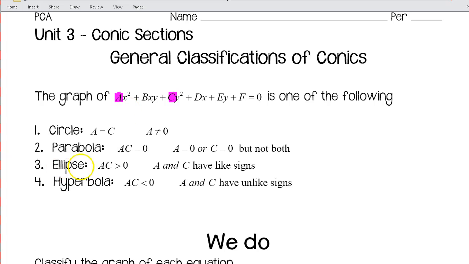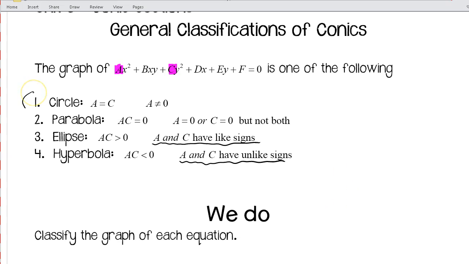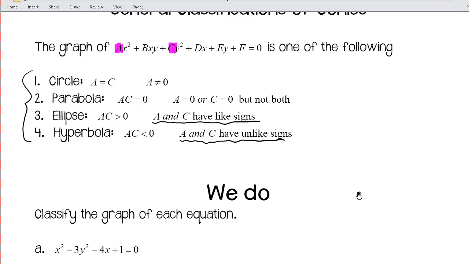And then for an ellipse we have A times C is greater than 0. Basically that means that A and C are either both positive or both negative, so they're going to have the same sign. If they have the same sign, then it's going to be an ellipse. And for a hyperbola, A times C is less than 0, so that means they have unlike signs, which means it's going to be a hyperbola. As we go through the examples, I'll point out where these come in, but really we just have to look at A and at C, and we can usually figure it out based on that.